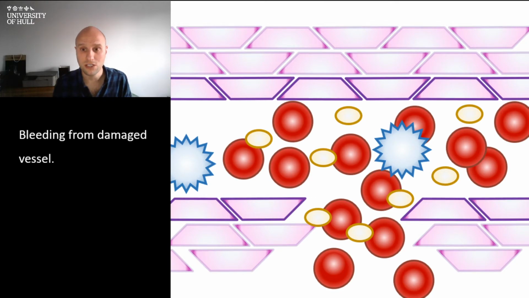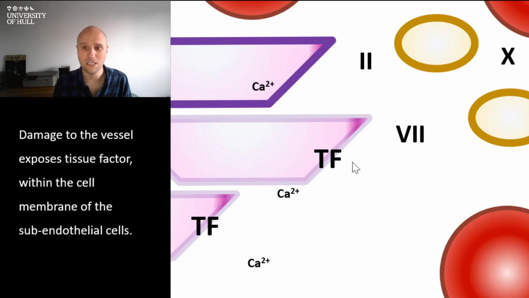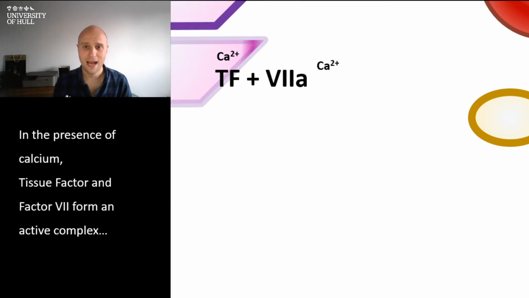So we've got this injured blood vessel, and we're going to zoom right in on this area here, and you can see that because the blood vessel is damaged, the tissue factor that's in the membrane of some of these cells here is now exposed, and the blood's all sort of tumbling out, and within the blood we've got red blood cells, platelets, but we've also got clotting factors, and we've got some calcium in there as well.